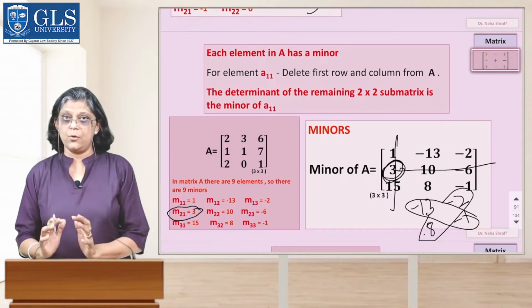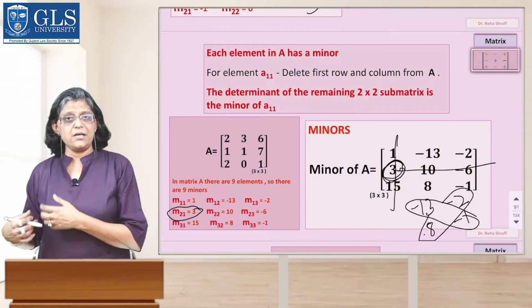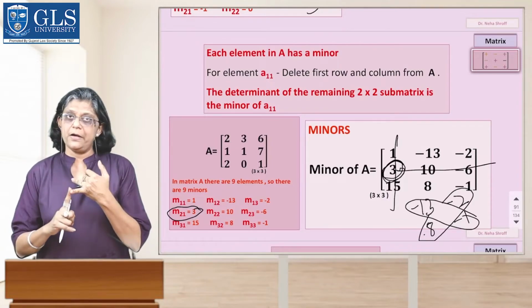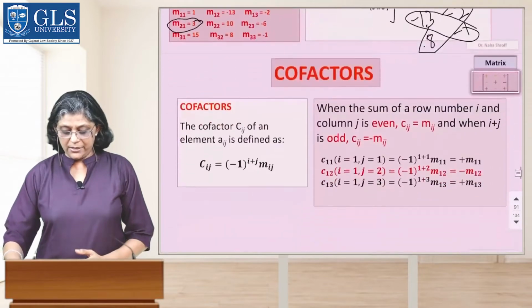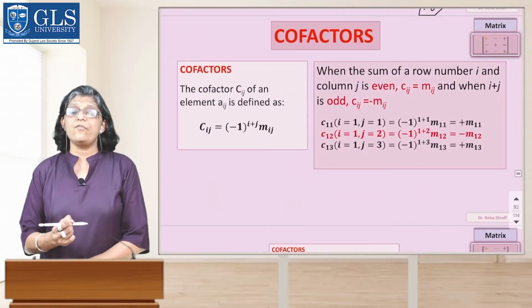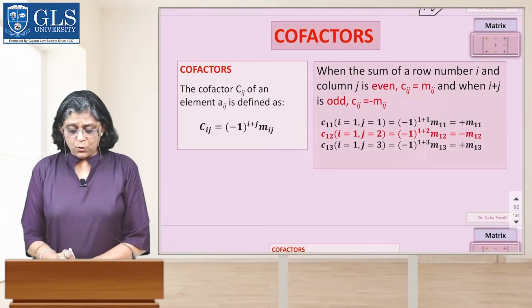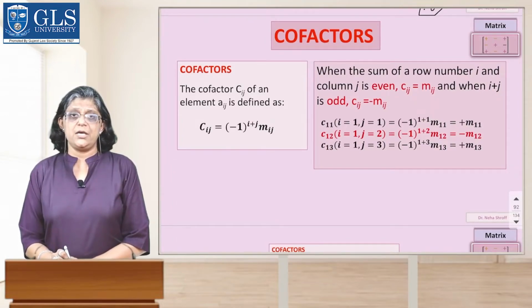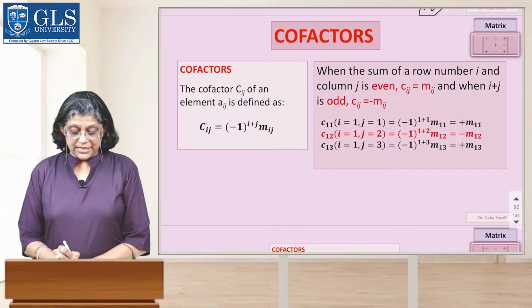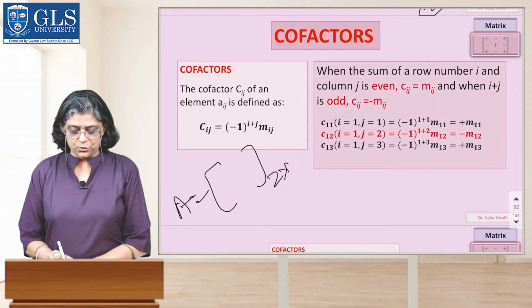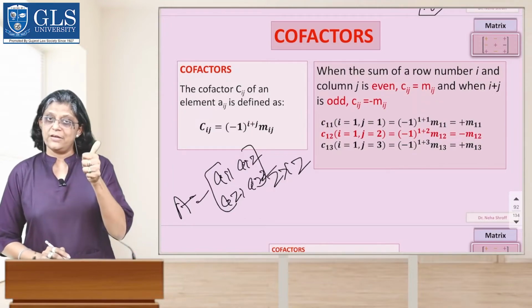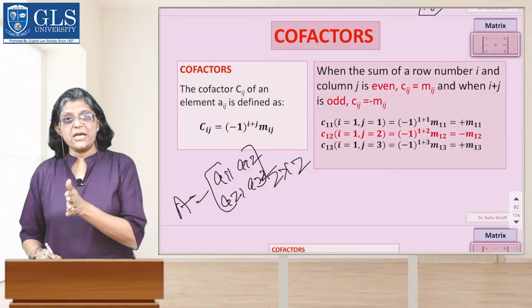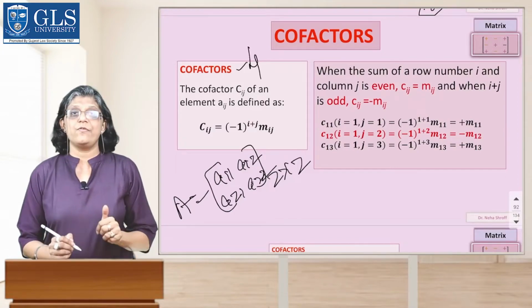I think going slowly, stepwise, because to find the inverse we need these things. We have already learned determinant, we are learning minor, and now let us move ahead to the next factor called the cofactor of the matrix. So the cofactor Cij of an element Aij, that is, if our matrix is 2 cross 2, there are A11, A12, A21, A22. 4 elements are there. Definitely 4 minors are there.